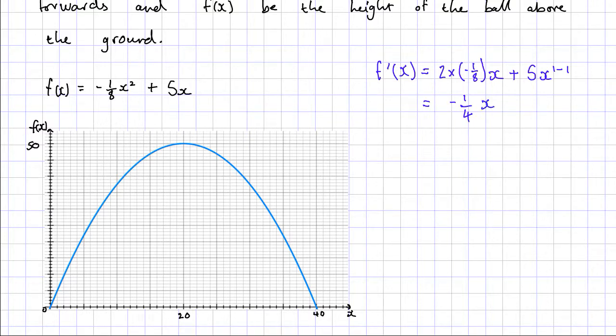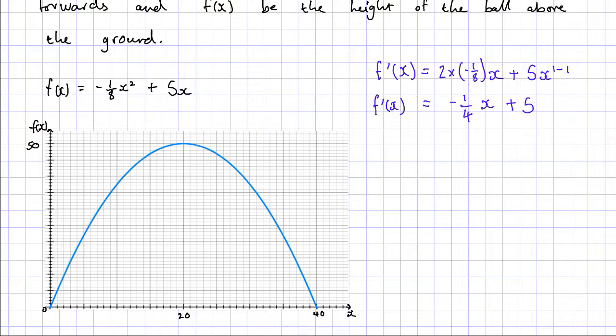Okay, and here 1 minus 1 is 0. x to the power of 0 is just 1. So I'm just going to get plus 5 here because that's going to be 5 times 1. Okay, because this is going to be x to the power of 0. x to the power of 0 is 1, so 5 times 1 is just 5. So when I differentiate this, this is the result that I get. So let's just write that here as well, f dash x. Okay, so this is my result.